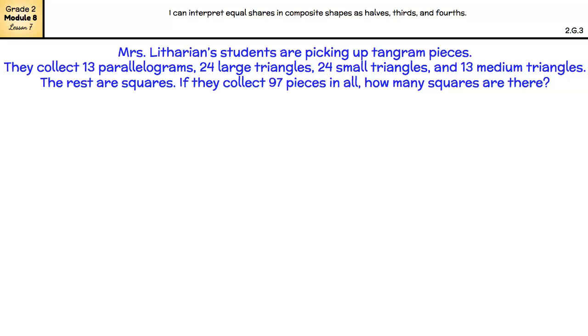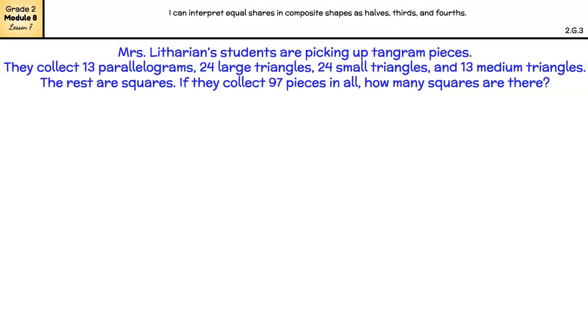Now, today's application problem's purpose is not only to help us practice our addition and subtraction, but it is also to help us start getting in the mindset of shapes, because today we're going to be moving into talking about shapes and partitioning or dividing shapes into equal pieces. So this application problem reintroduces the names of some of our shapes to us, some of our flat two-dimensional shapes.